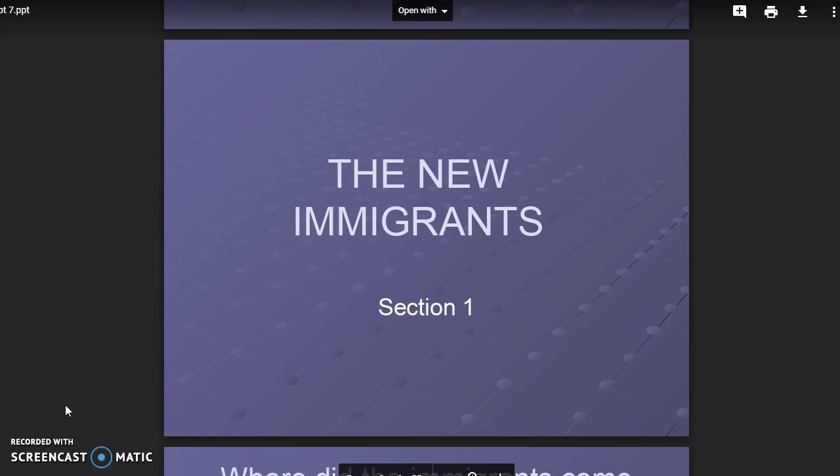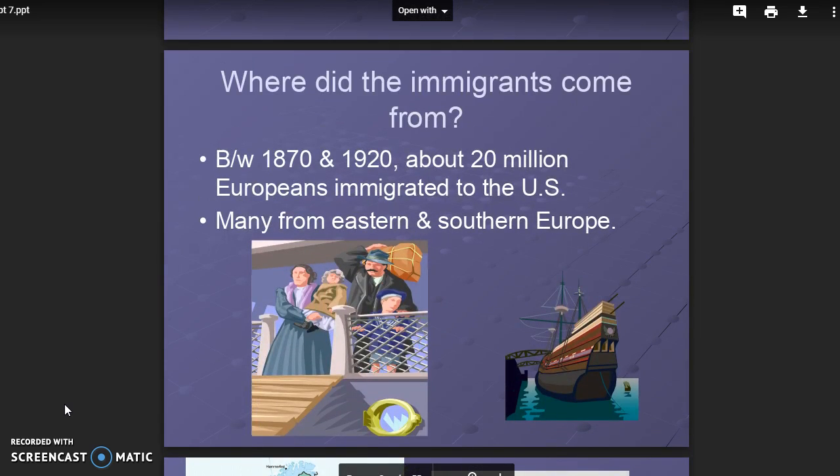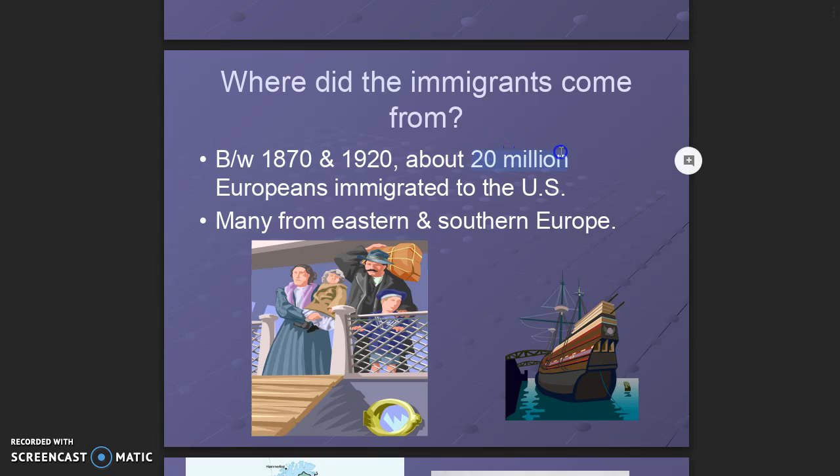The new immigrants, section 1. Where did the immigrants come from? Please read along with me. Between 1870 and 1920, about 20 million Europeans immigrated to the United States, many from Eastern and Southern Europe. So in your answer to number 1, about 20 million Europeans immigrated to the U.S.